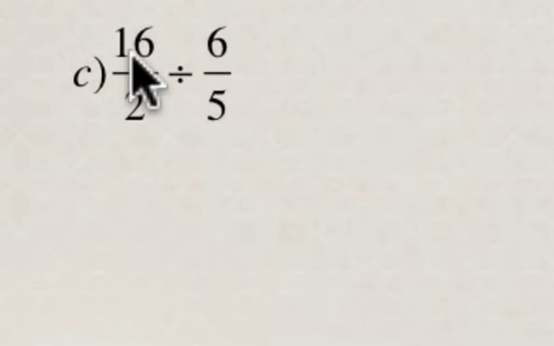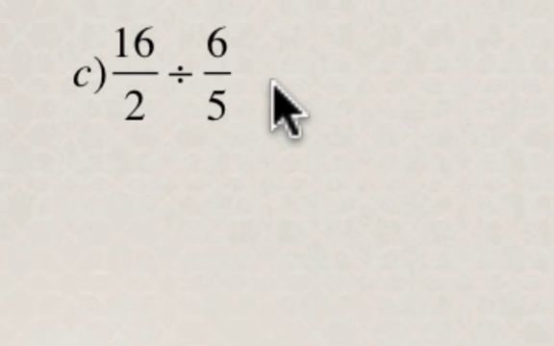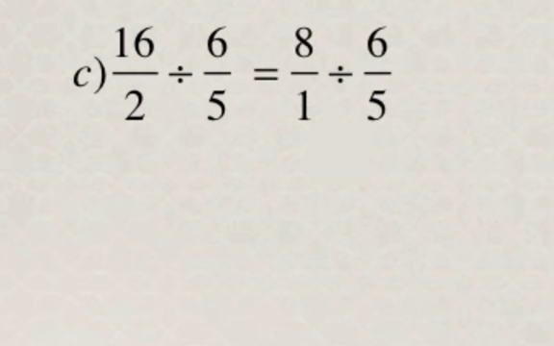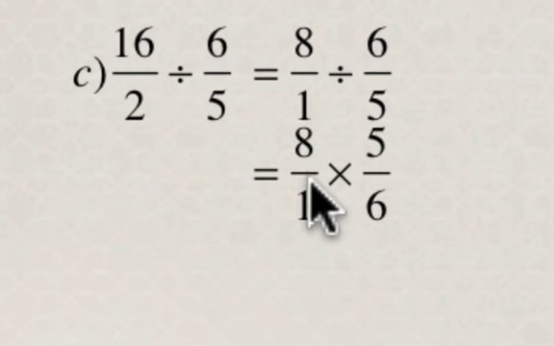Next question, 16 over 2 divided by 6 over 5. What we do here is, first of all, we can simplify or put in lowest terms 16 over 2, which is just 8 over 1, because 2 divides into both top and bottom. Now we rewrite this question as a multiplication question, and remember, division is the same as multiplying by the reciprocal, which is flipping the second fraction. So we write this as 8 over 1 times, and then we flip 6 over 5 to be 5 over 6. Now we look for a common factor.